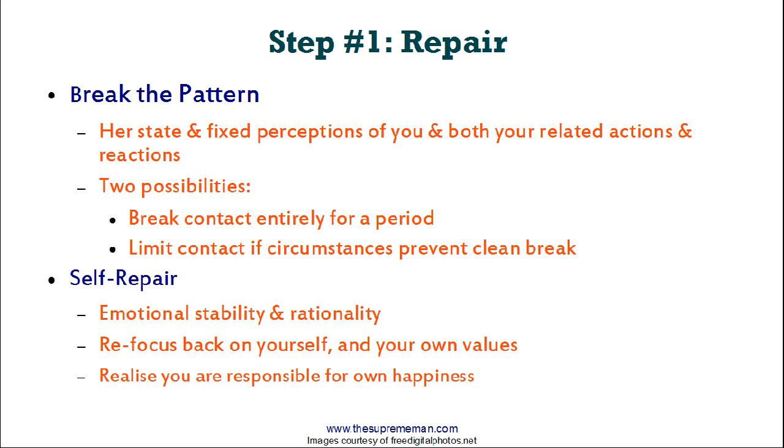First step is to get your emotional stability and levels of rationality back to a point where you can make proper, sensible decisions, where your emotions aren't getting in the way, especially when it comes to her. You need to refocus back on yourself, on your core values. These are the things that are important to you, whether these are sports or hobbies or things you like to do, your friends, your family, whatever they are, sit down, write them down, and do them, realizing that you're 100% responsible for your own happiness.